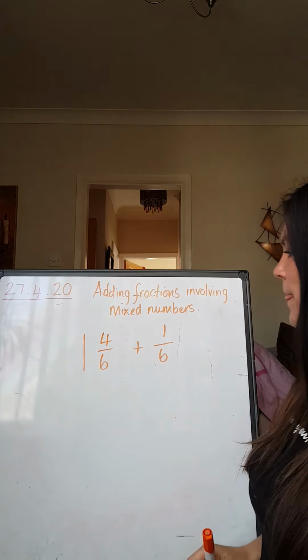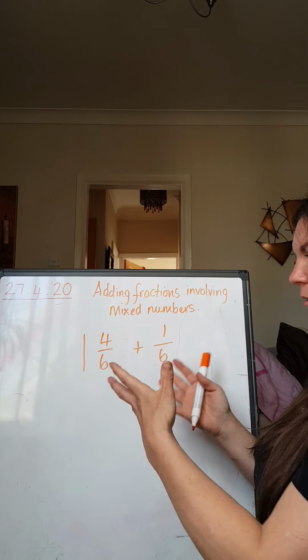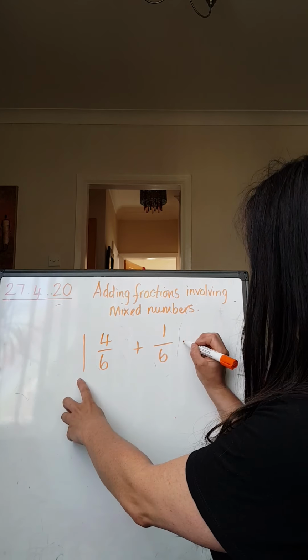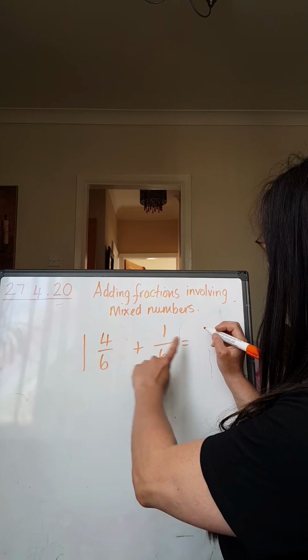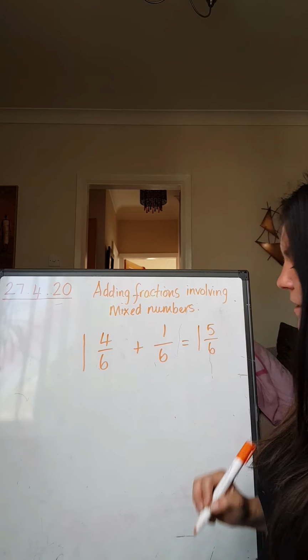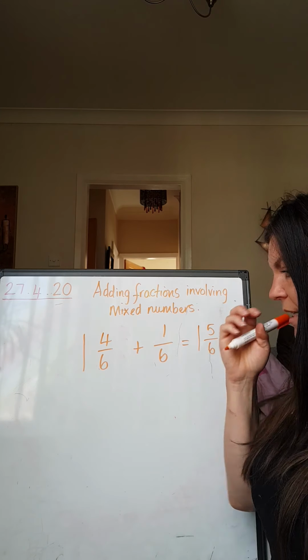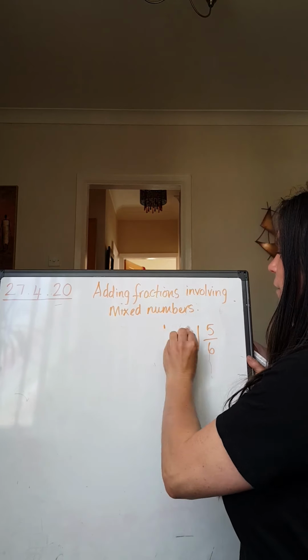4/6. Now, is this bit going to come to more than a whole? 4 add 1 is 5. I'm not going to quite have a whole, so I'm just going to do it. 1 5/6 is the answer. So that one was pretty simple. Question number 11. Question number 12. Flying through these.